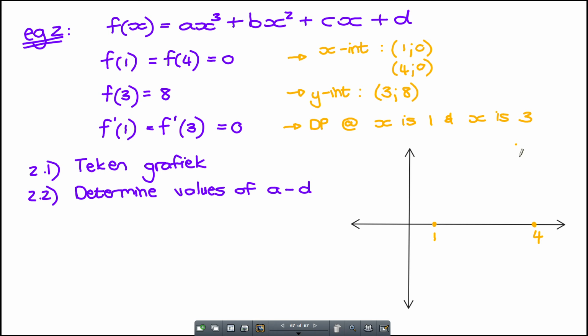Julle, ek sê y-intercept. Dis die y-intercept, dis net 'n punt. Skryf net daar, ekskuus. Remember, at y-intercept, x will be 0, né? So, skryf net daar vir my net koördinaat. As x 3 is y 8. Fine. Then, kyk gou-gou. What they also give me is the turning points will be where x is 1. So hier en by 3.